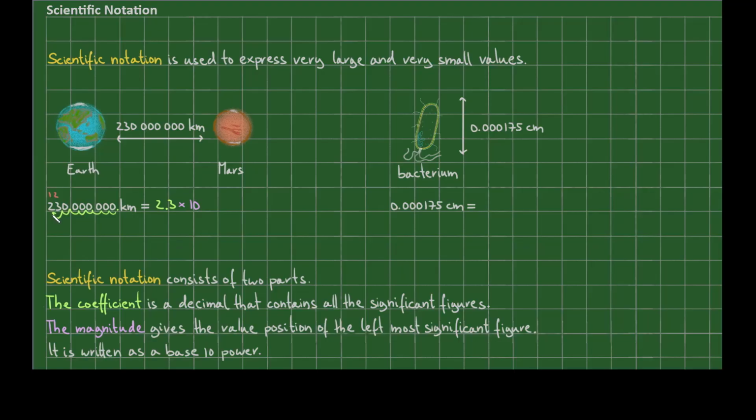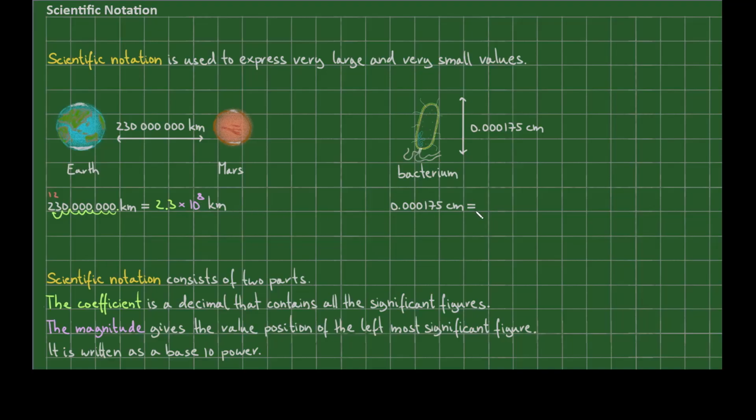This means that our value of 230 million, when written in scientific notation, becomes 2.3 multiplied by 10 to the power of 8. Please do not forget the units. They are written at the end of the scientific notation.